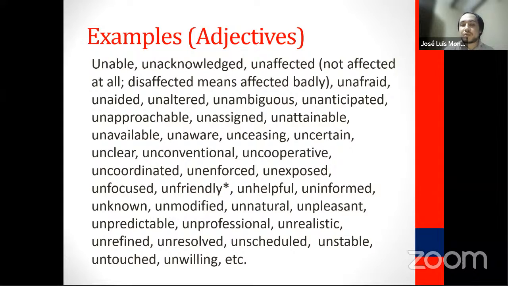We have some examples. Unable. Instead of saying, "I am not able to do it," say "I'm unable to do it." Use that one, don't use the negative. And also you're using kind of a different word. Unaffected is going to be not affected at all, while disaffected means affected badly, wrongly, in a bad way. And that's the difference.